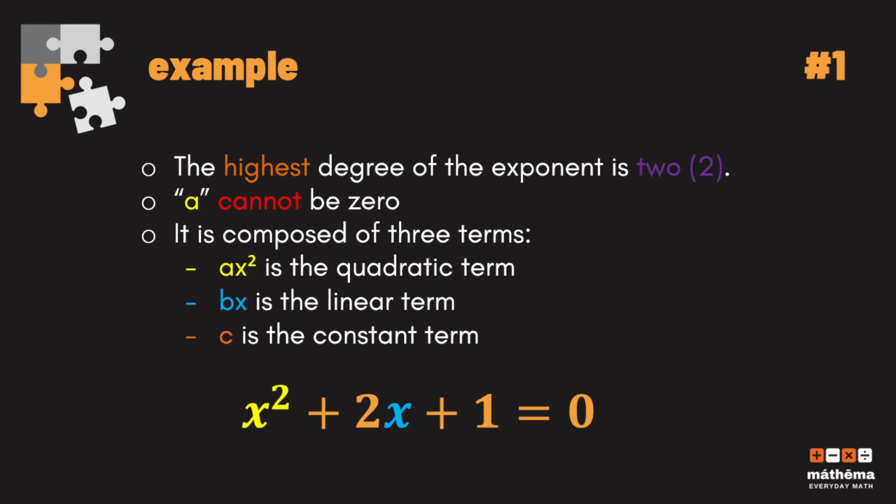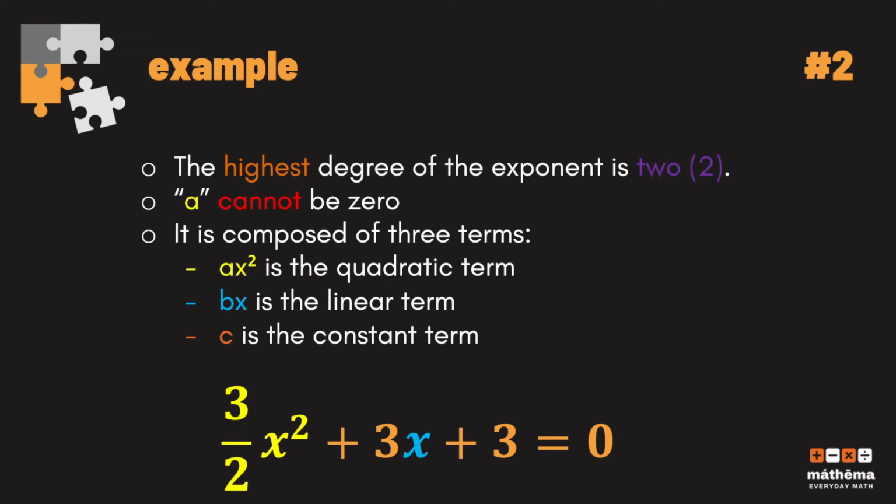So examples of quadratic equations. x squared plus 2x plus 1 is a quadratic equation. Highest degree is 2. a is not 0. It is understood that before x squared, we have a constant of 1. So again, a is not 0. Another example, we have 3 over 2 x squared plus 3x plus 3 is equal to 0. Again, highest degree of exponent is 2 and a is not 0.